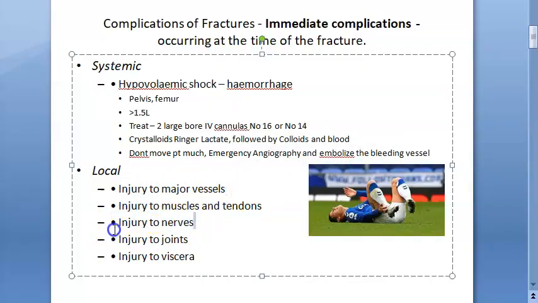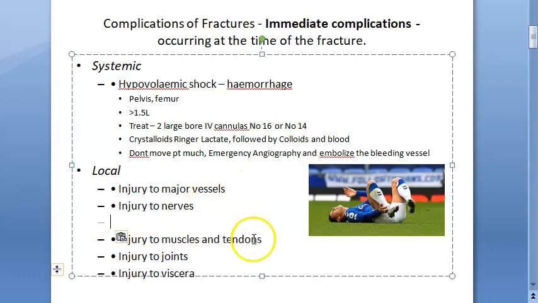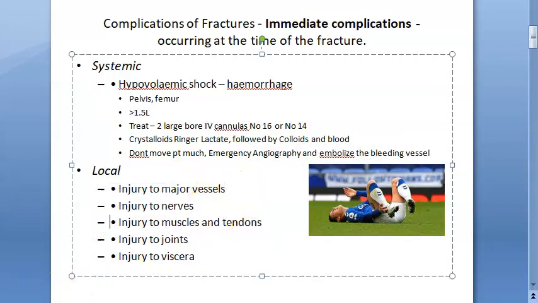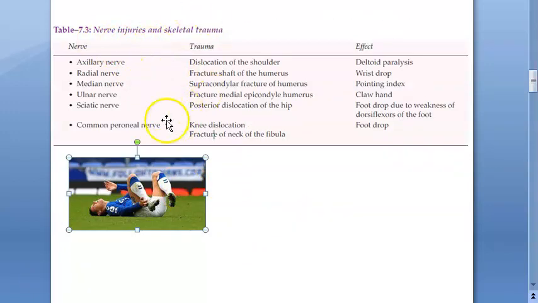Now let's go to this one, injury to nerves. Okay, injury to nerves. So obviously nerves are also in close proximity with the bone. So there can be nerve injury also. Very good. So the radial nerve is the most frequently damaged nerve in musculoskeletal injury. So which is the most common? Radial nerve. Let's use yellow for the nerve.